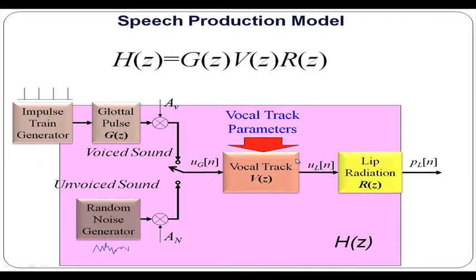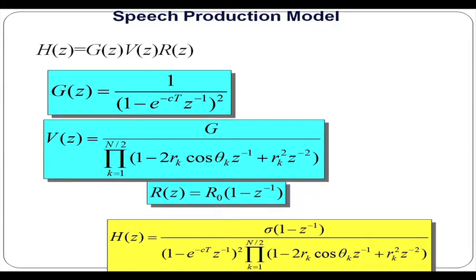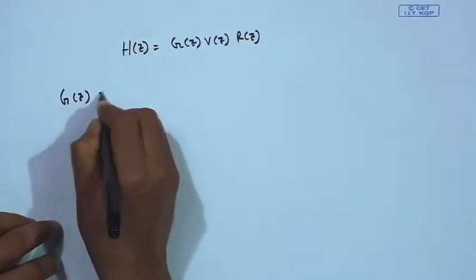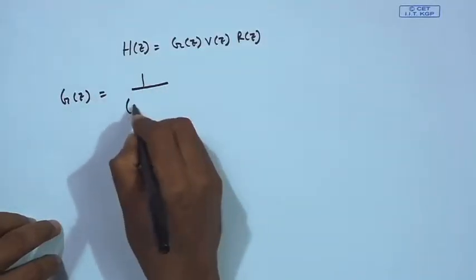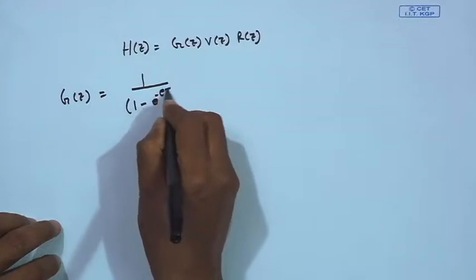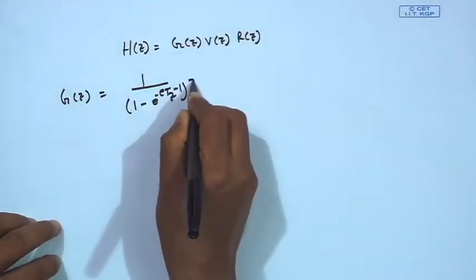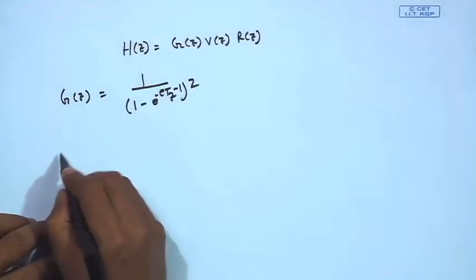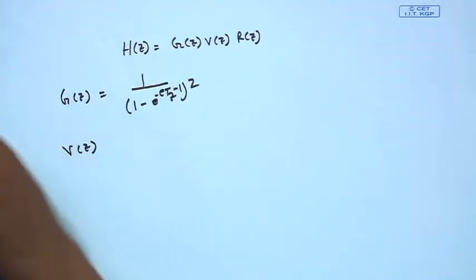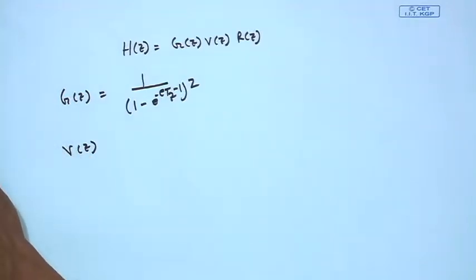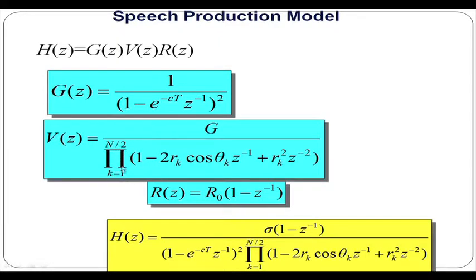So, H(z) is nothing but G(z), V(z) and R(z). If you remember, what is G(z)? G(z) is a 2-pole model: 1 over (1 minus e to the power minus cT z to the power minus 1) whole square. Okay. And V(z), you have already seen that if there are n junctions, there is a product for k equal to 1 to n by 2, and this we have already derived. And radiation is nothing but R_0 into (1 minus z to the power minus 1), one zero, which is derived for that radiation pattern.